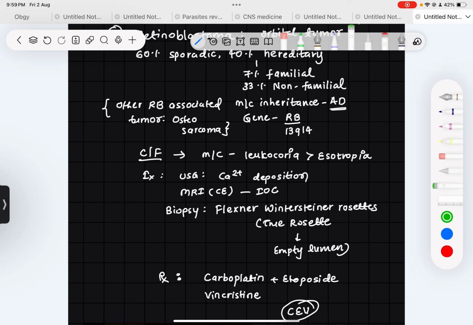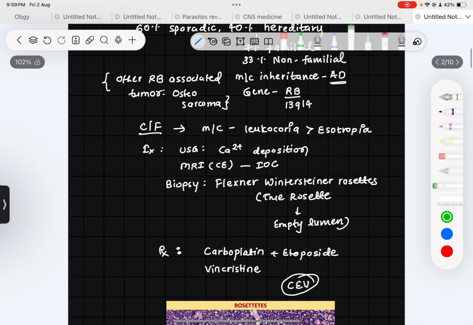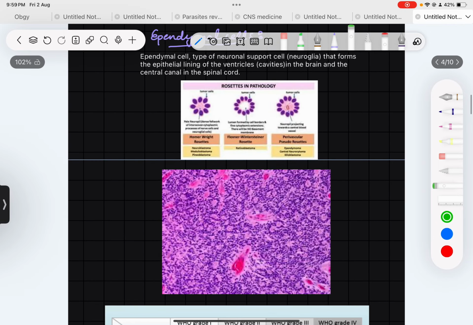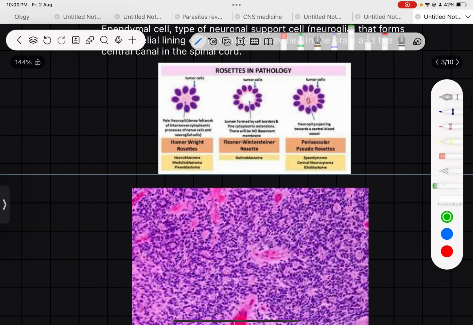But for brain tumors, if by radiology, by MRI, we can confirm the diagnosis, we will avoid the biopsy. So in biopsy, the Flexner-Wintersteiner rosette, that is a true rosette, will be seen. Now there are mainly three types of rosette. So let's first talk about the rosettes. The true rosette and the other two are pseudo rosettes. The true rosettes are known as Flexner-Wintersteiner rosettes.